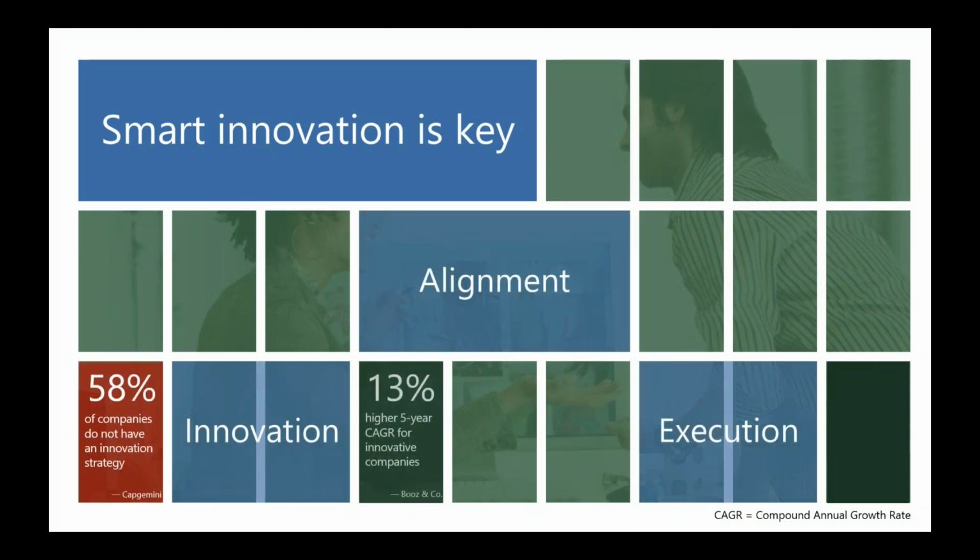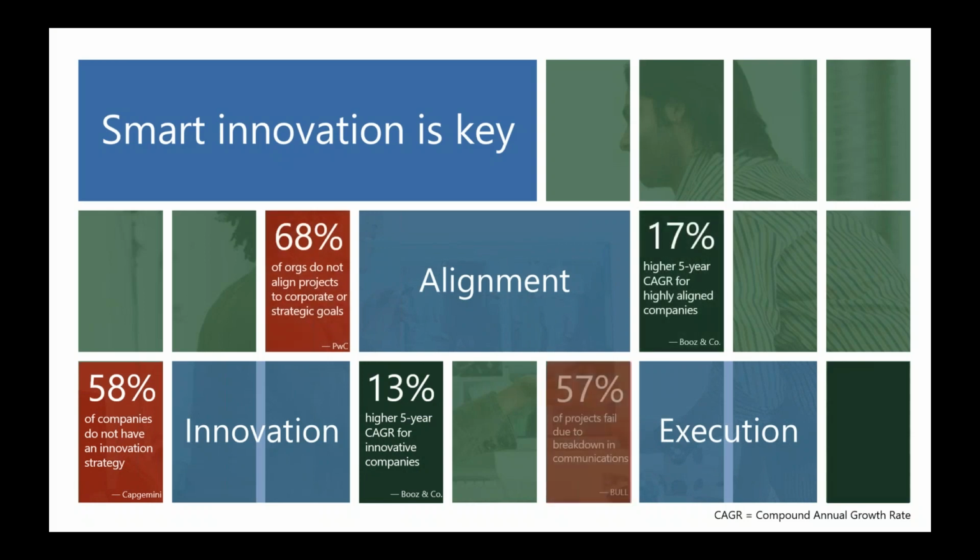So responding to this new normal of change and these changes in the marketplace requires smart innovation. We need to have the ability to innovate and innovate quickly. We need to have alignment to our organizational objectives, and we need to be able to execute correctly and quickly. Innovation is crucial to the continuing success of any organization, and yet a large percentage of companies don't have an innovation strategy, meaning a process through which ideas can be gathered in a systematic way. Organizations that do have a strategy in place and are highly innovative achieve higher growth over a 5-year period.